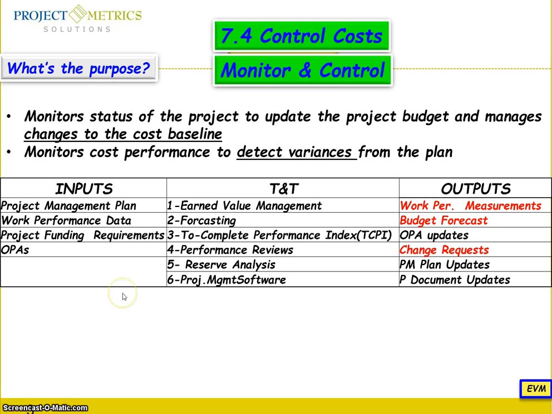You remember 7.4 Control Costs: 7 stands for the chapter, and the number is the numerical value related to the chapter, in the monitoring and controlling process group. So you're going to monitor and control your budget. The purpose is to manage changes to the cost baseline and detect variances.